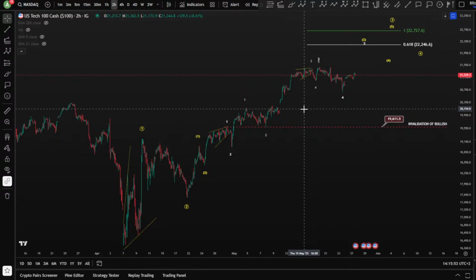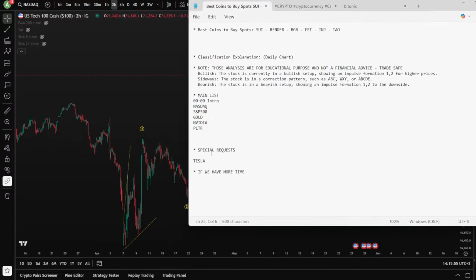Special request Tesla. Yes, of course, we're gonna do Tesla as a special request. Now we have replaced Tesla in the main list with Palantir because it has a little bit much more higher potential for performance. But we still, of course, do Tesla, no problem.